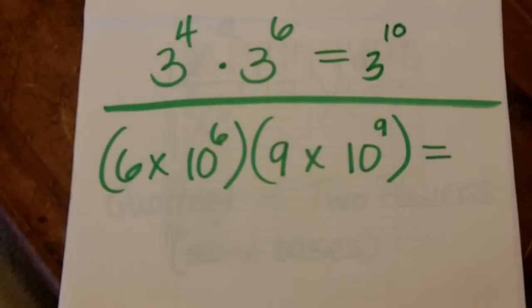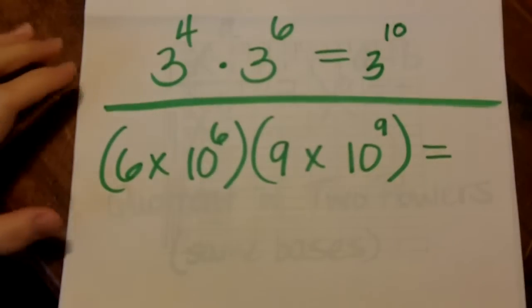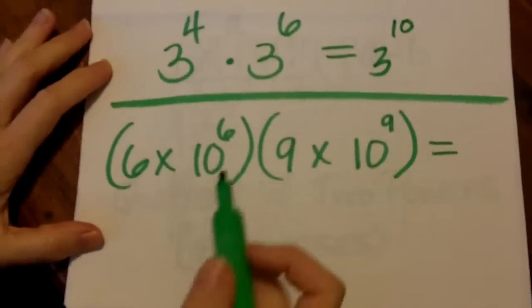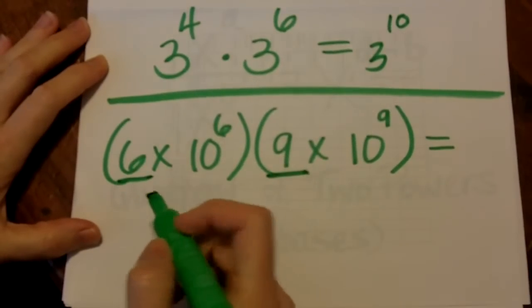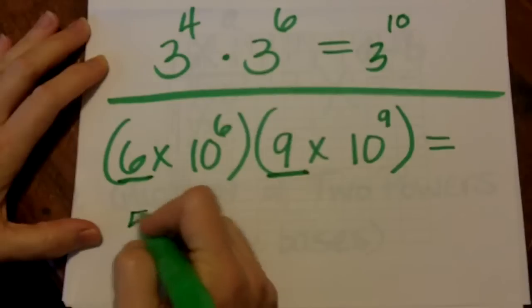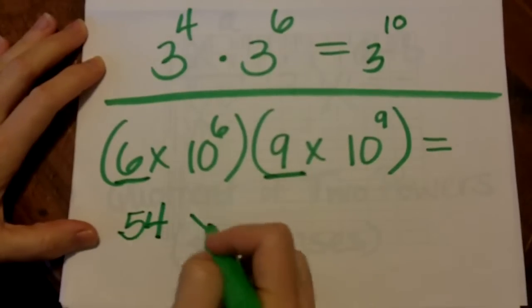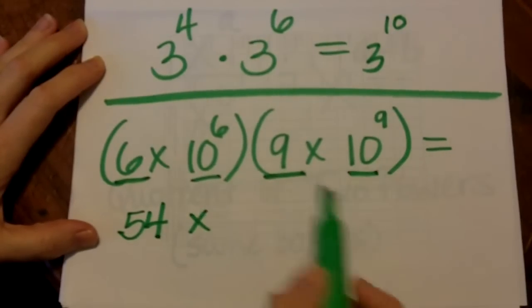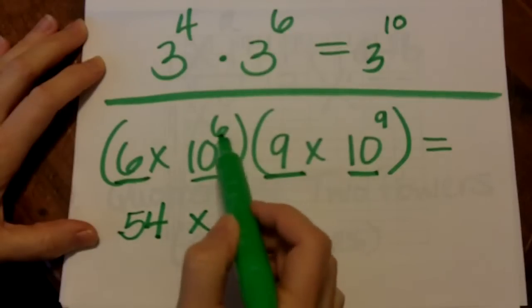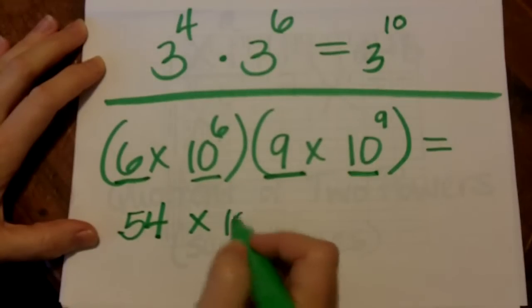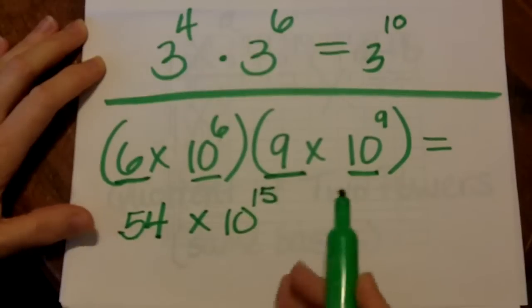Now, we also get that in scientific notation form. If we had 6 times 10 to the 6th times 9 times 10 to the 9th, we're going to multiply our 6 times 9, which gives us 54, and then we're going to take our bases that are the same, and because we're multiplying, we're going to add those exponents. So we're going to get 10 to the 15th.